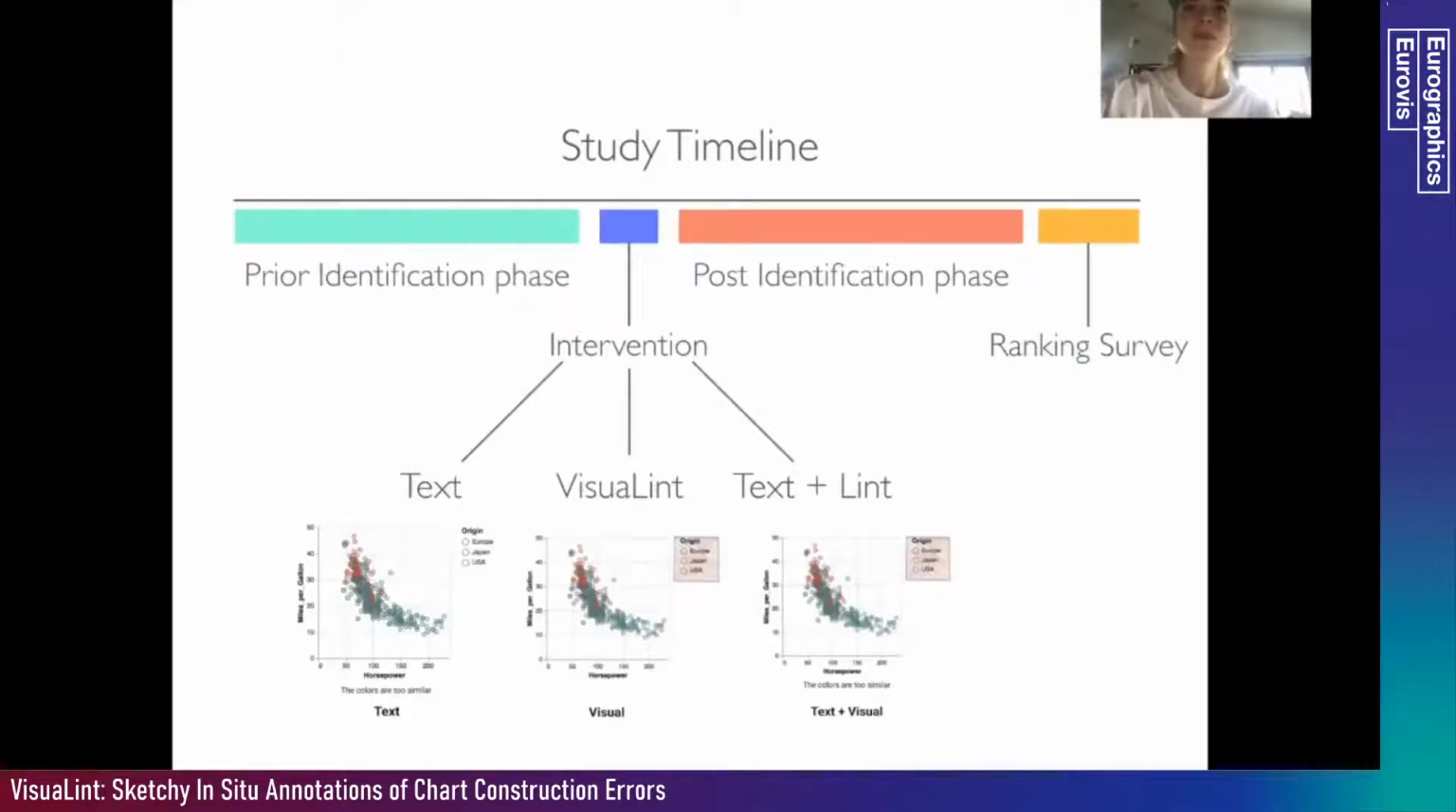Finally, we asked people how they felt about the error expression worked for each error shown. This was our ranking survey.